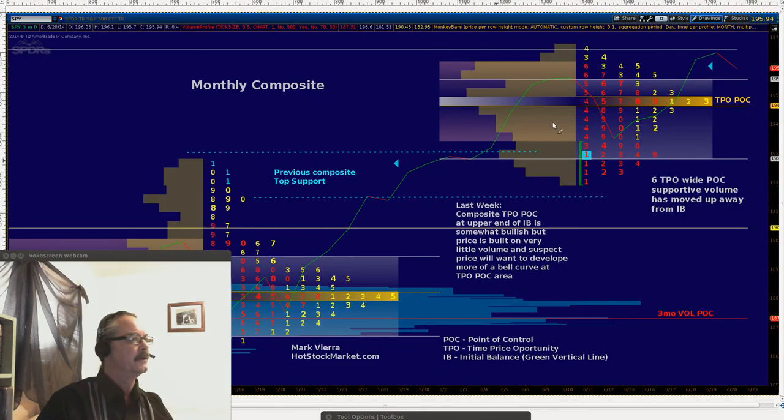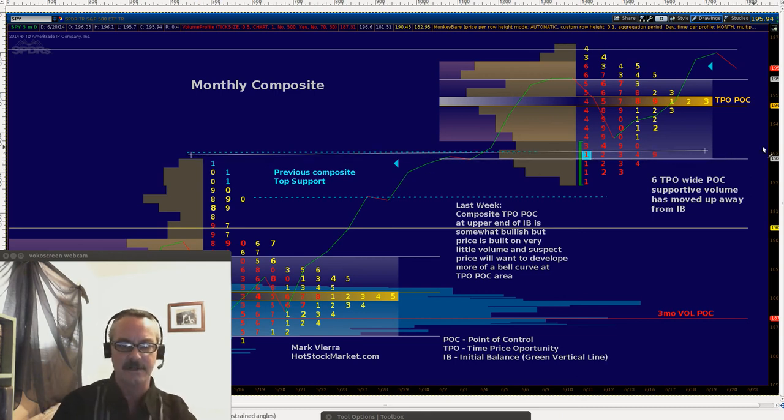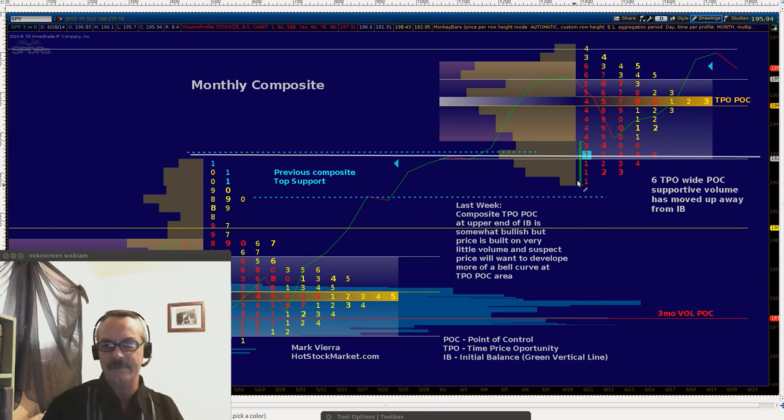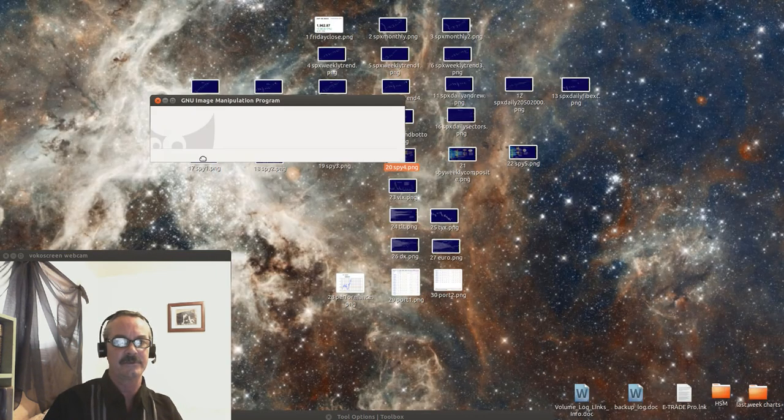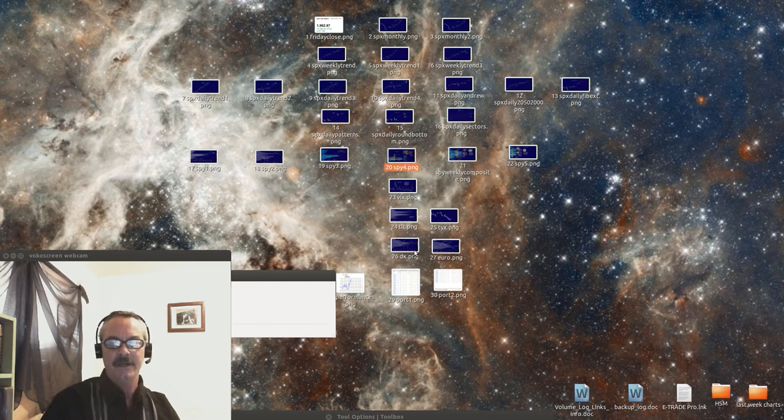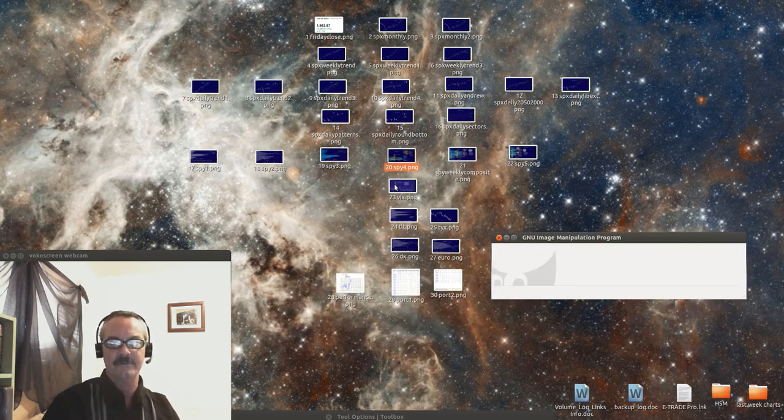Let's see. I think it's more here in the monthly. This is a monthly composite. This was last month's. Like I said, we did get some pretty good support off of the previous top that was resistance, and this is a pretty healthy point of control here, and that is coming in at that 195. So that's where I think the buyers will step in. And that's it for volume.